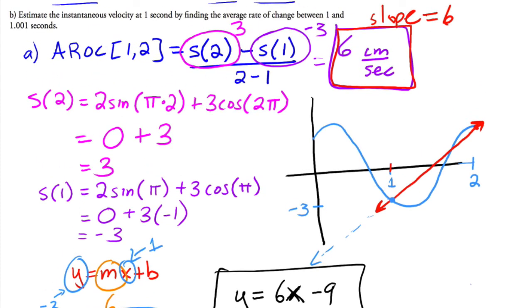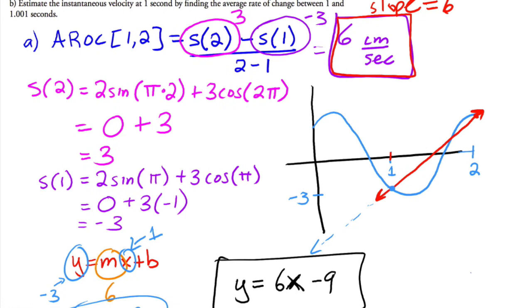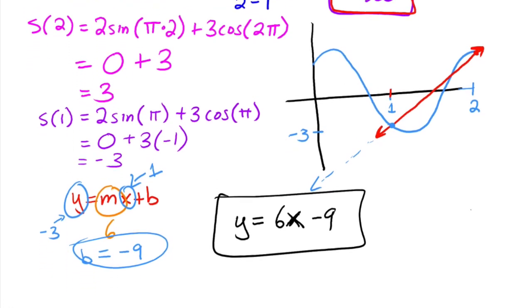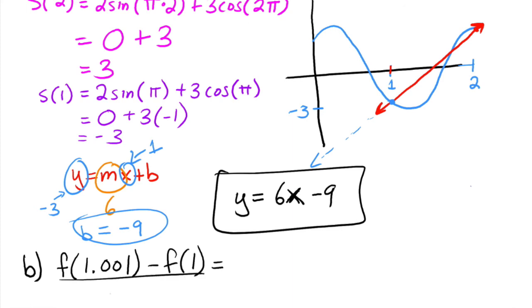Now the next part says estimate the instantaneous velocity at 1 second by finding the average rate of change between 1 and 1.001 seconds. So we can do that. I'm basically going to be doing f(1.001) minus f(1) all over 1.001 minus 1.